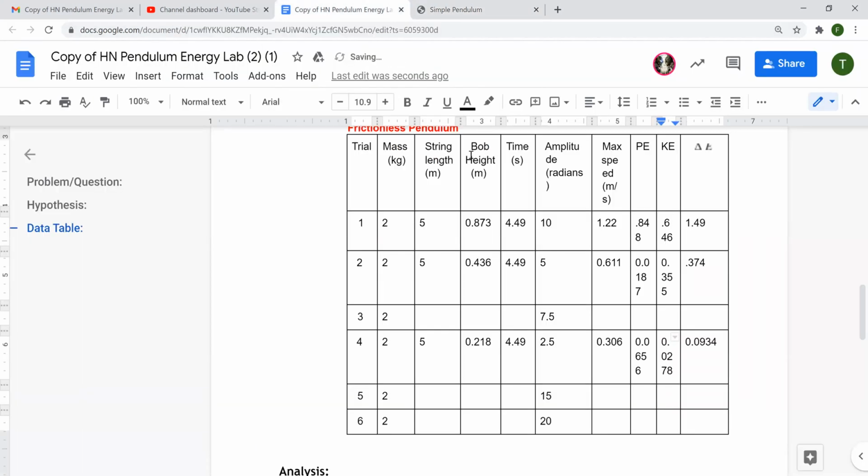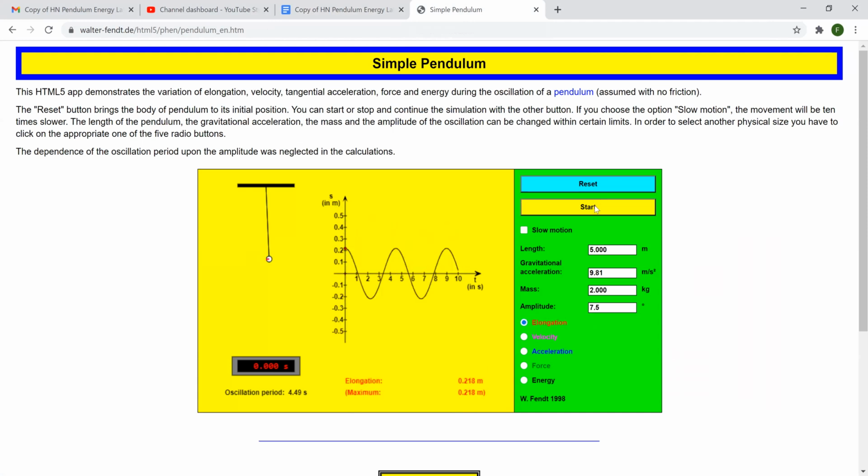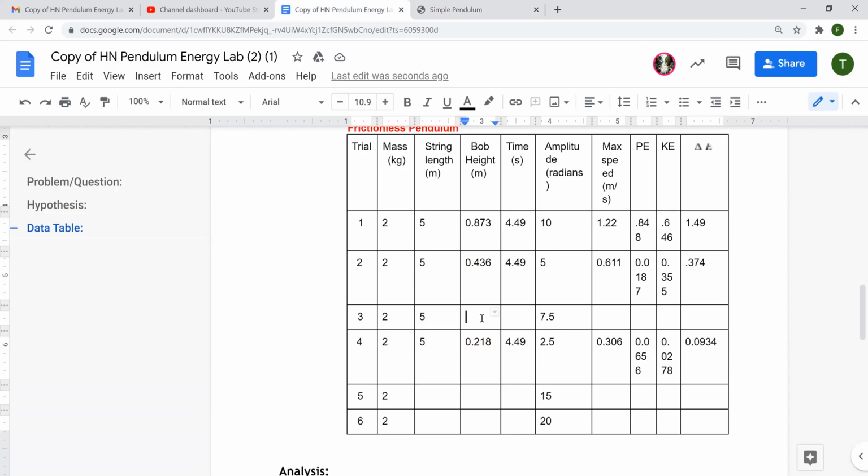Okay. All right. Well, let's go to 7.5. We will reset to 7.5, and we'll start this thing here. And that period is still the same. That period has to do with 2 pi times the square root of L over g or something, since we're not changing that anymore. It's probably why the period's the same. The elongation is 0.654. And the time is still 4.49.